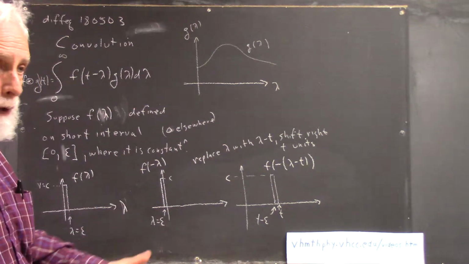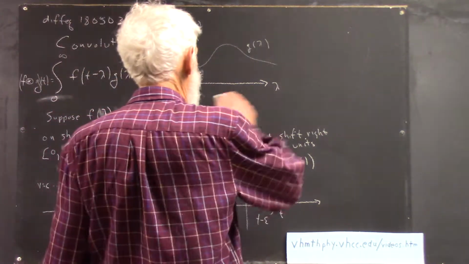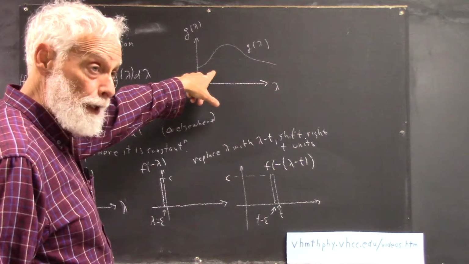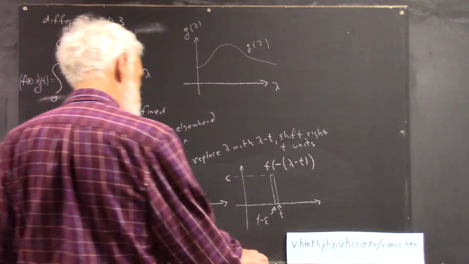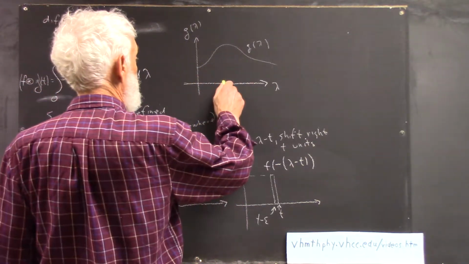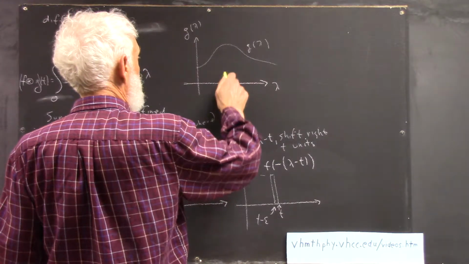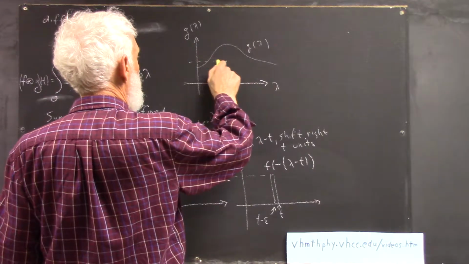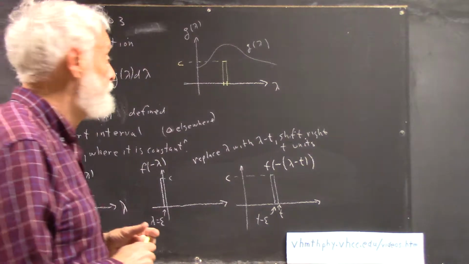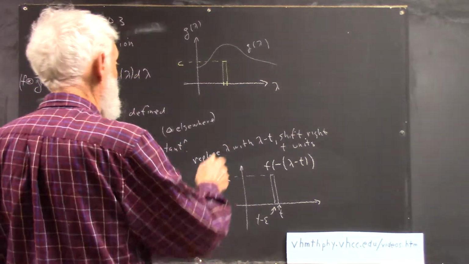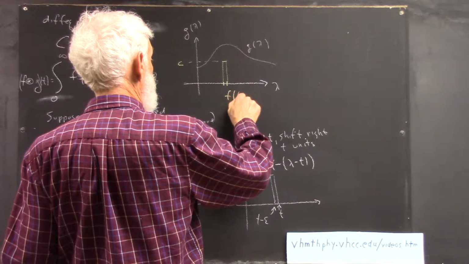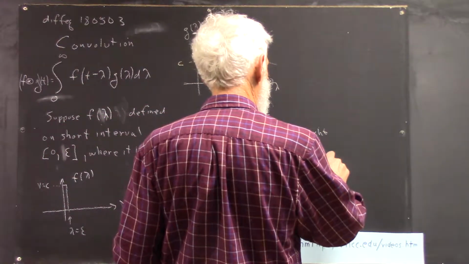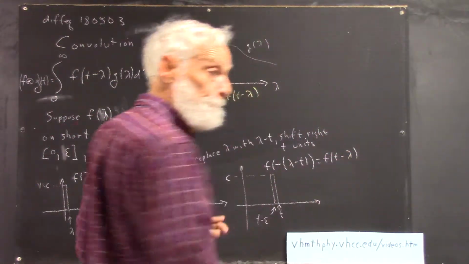Okay, well then, what is this product? Well, right here is your g of lambda, and then here is going to be your f of t minus lambda. So here is, again, your f of t minus lambda. Okay, and we'll note that this is f of t minus lambda.